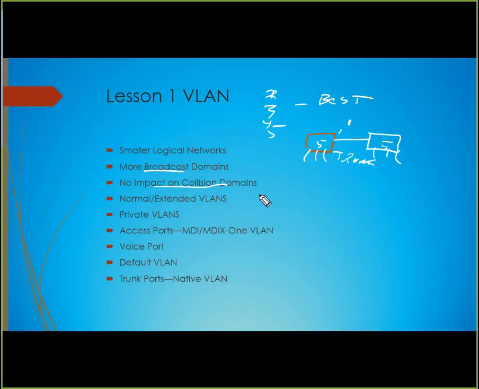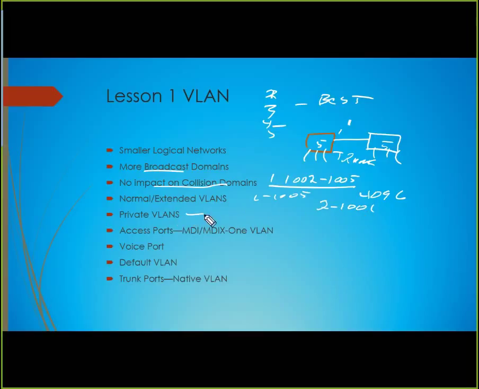And we had the VLAN ranges 1 to 1005, I think, was the normal, and then we could go up to 4096 for extended. 1 and 1002 to 1005 were VLANs that were pre-configured by Cisco. We can't do anything about them. So if we want to create them, the numbers that we can use are 2 to 1001.